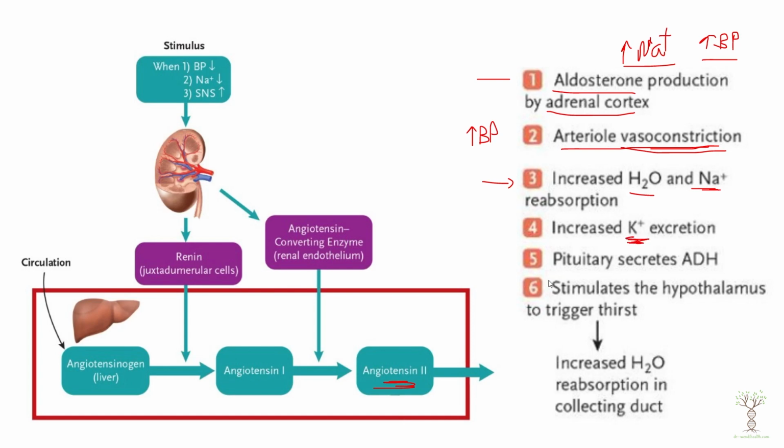And then we also have the pituitary gland. So angiotensin 2 can signal the pituitary gland to secrete antidiuretic hormone. And then the last thing is that the hypothalamus, which is producing the antidiuretic hormone, is also going to make us thirsty. So all of those effects will lead to an increase in blood pressure.